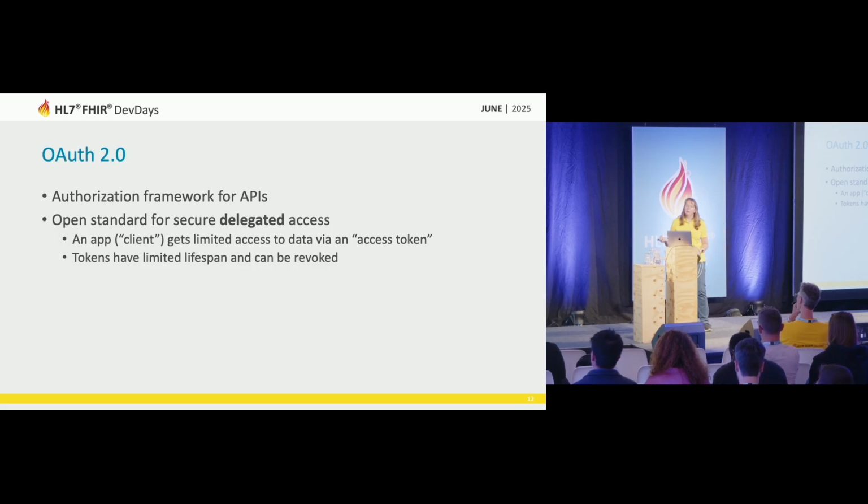When you use OAuth 2, the app will get an access token as soon as the user approves the permissions. That access token has, therefore, the permissions in it, but also they have a limited lifespan, and they can be revoked by the user as well. Maybe you don't want the app to get access to your data any longer. So that's just some things around OAuth 2.